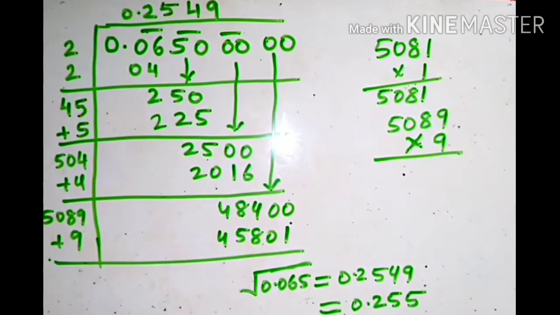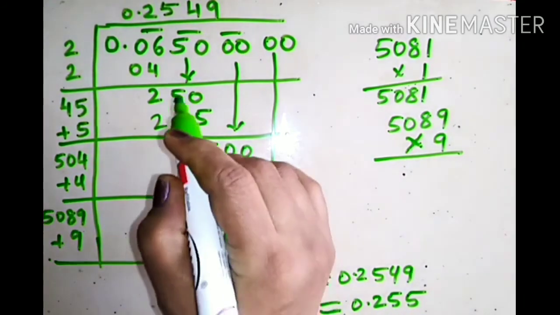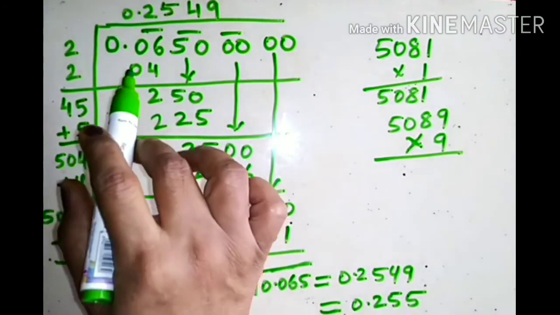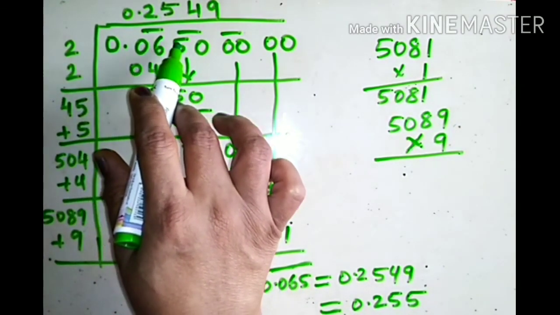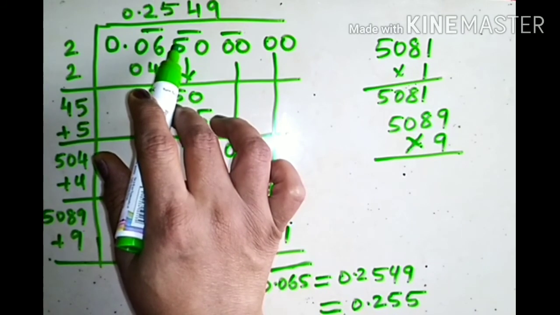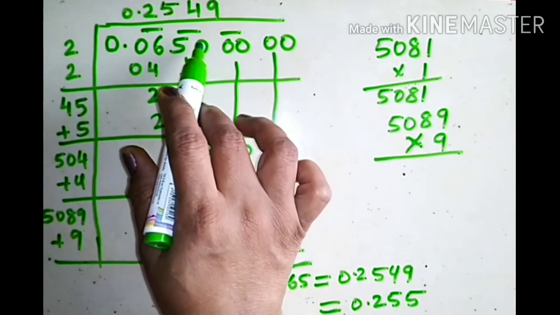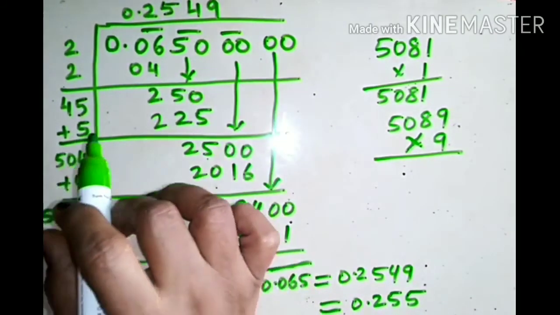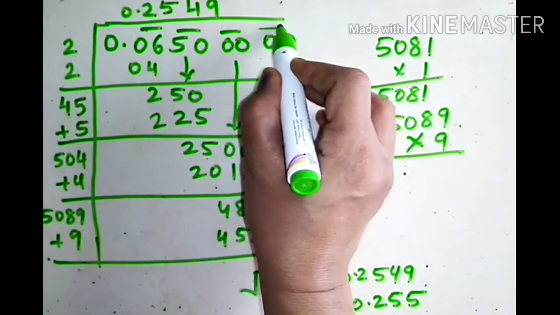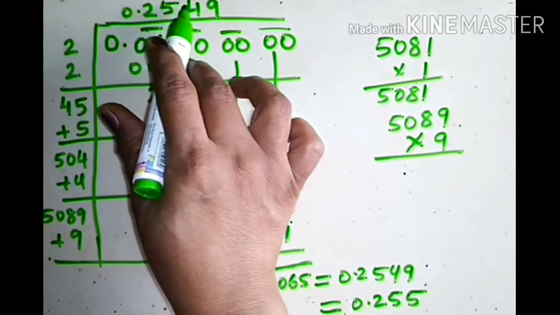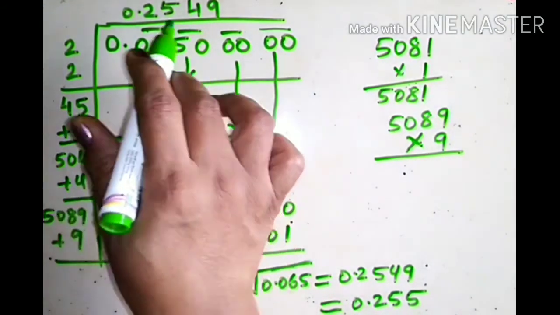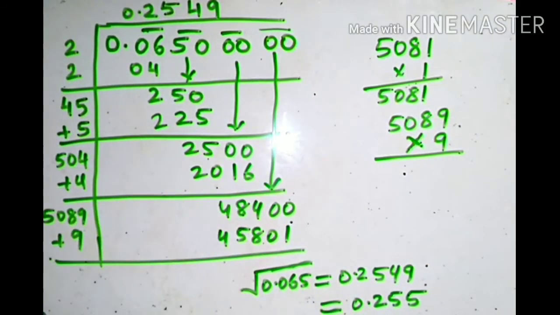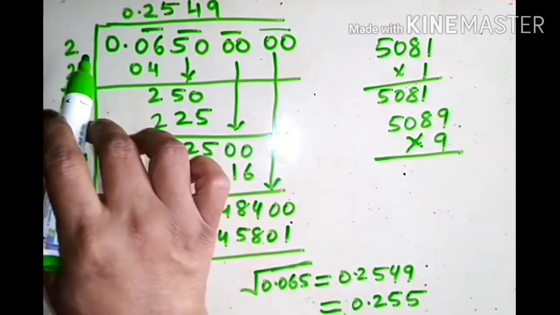We have to find square root of 0.0650 correct up to 3 decimal places. We had 3 digits, 0.065. So to make 4 pairs of numbers, we'll add zeros so that we make 4 pairs of numbers. In answer we get 4 digits which we round off and make 3. Method of finding square root is same basically.